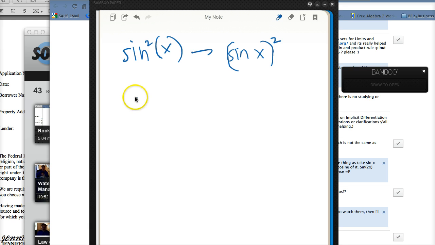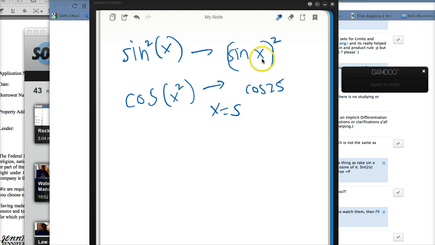That's different than what Leslie put down, cosine x squared. This means you square x first and then take the cosine of it. So for example, if x equals 5, that means take the cosine of 25. If x equals 5 here, that means take the sine of 5 and then square it. Take the sine of 5 first and then square it.